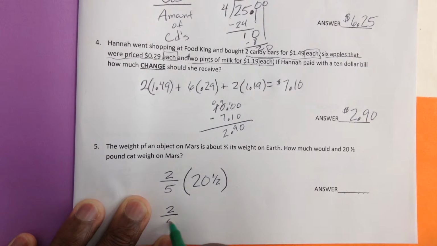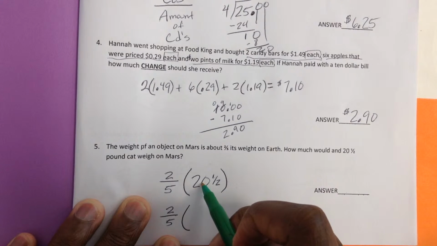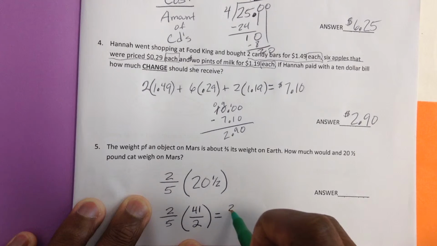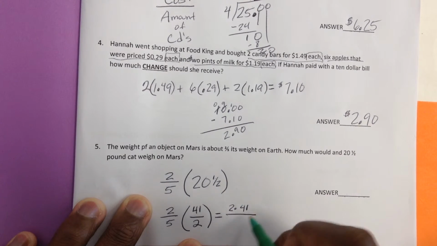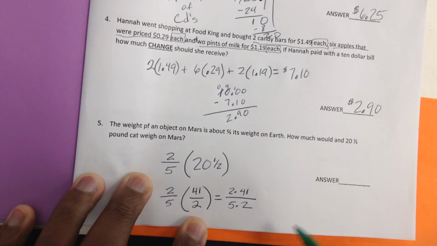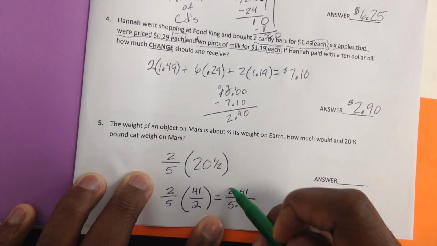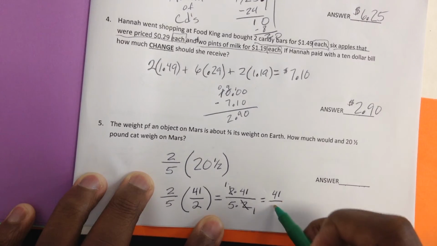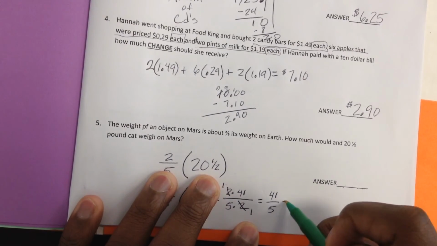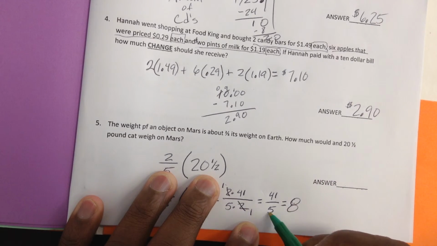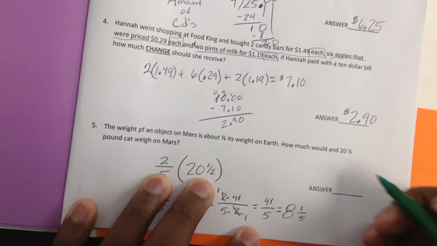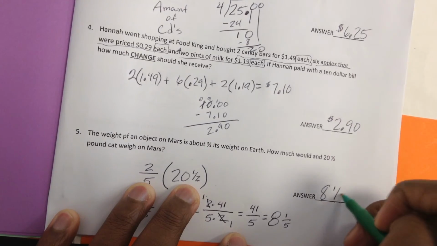So I rewrite it as 2/5 times 2 times 20 is 40, plus 1 is 41 over 2. Top times top, bottom times bottom, 2 times 41, 5 times 2. Notice that we have the 2's in common, so I can cross cancel, making them 1's. 1 times 41 is 41. 5 times 1 is 5. 5 goes into 41 8 times, which is 8 times 5 is 40. 41 minus 40 leaves you with 1 over 5. So the answer here is 8 1/5.